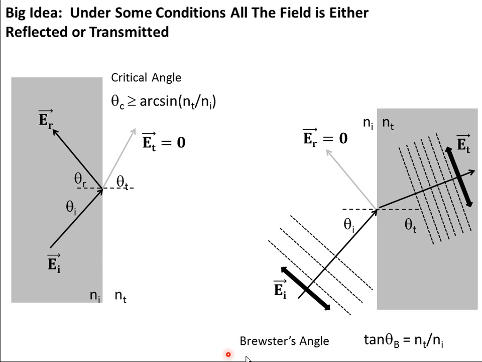The second case is called Brewster's angle, and this only occurs for p-polarized radiation or parallel polarized radiation, but at a particular angle of incidence, theta_i, given by this equation right here, where theta_B is known as Brewster's angle, the reflection goes to zero and all of the incident radiation is going to get transmitted into the material.